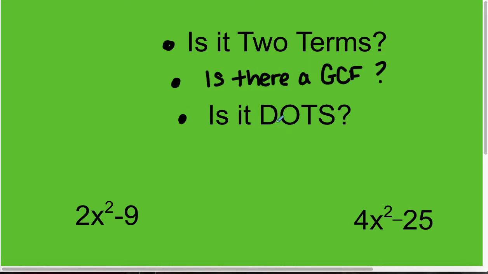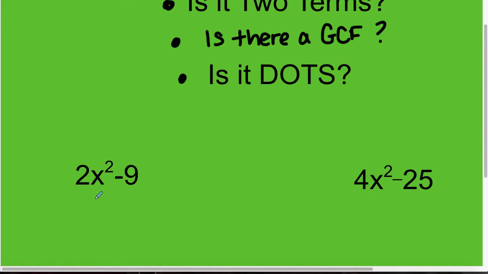And last question, is it dots? Is it the difference of two squares? So like this one, I can see it's two terms. There is no GCF, but it's not dots. It is not dots. 4x squared minus 25, it is two terms. There is no GCF, and it is dots. Why? These are both perfect squares.